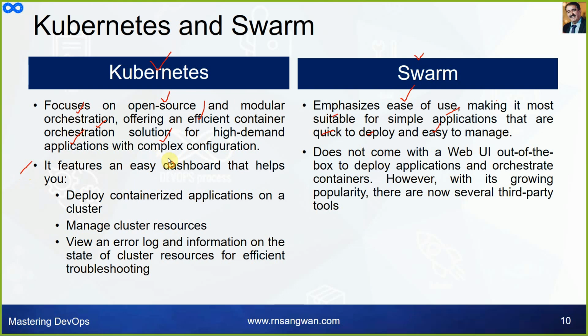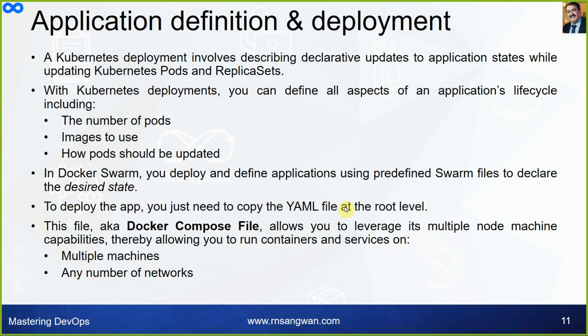Kubernetes features an easy dashboard and helps you to deploy containerized applications on a cluster and manage cluster resources. View error logs and information on the state of the cluster resources for efficient troubleshooting. All these are features of Kubernetes. Whereas Swarm does not come with a web UI out of the box. However, there are third-party tools available which offer similar functionality.